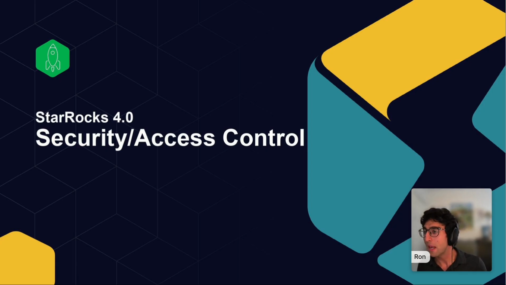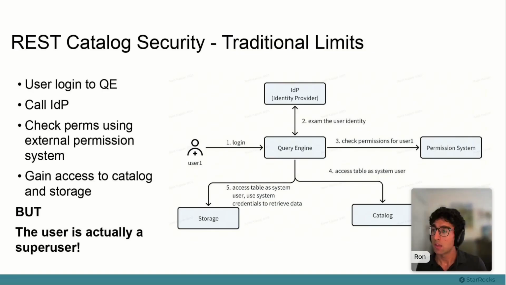So let's talk about how we've made some leaps within security and access control, particularly in the REST catalog and REST governance. So looking at this, okay, there we go. REST catalog security. Let's talk in general about what some of the traditional limits are.